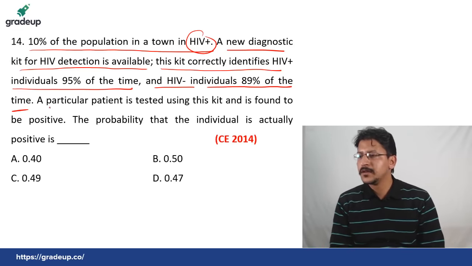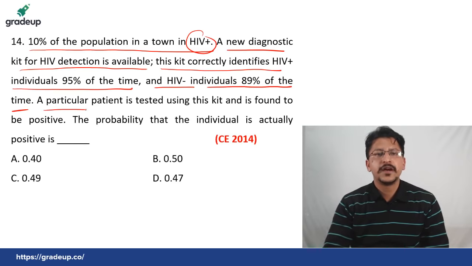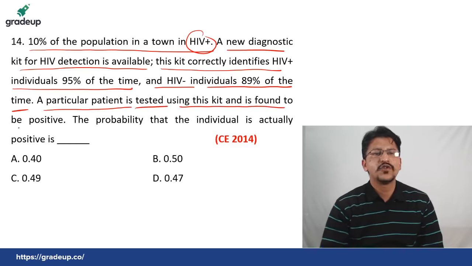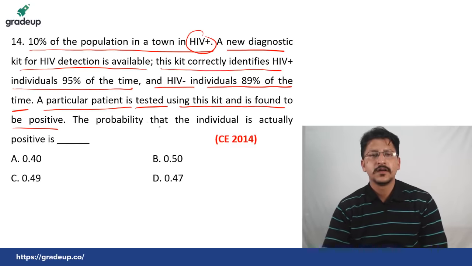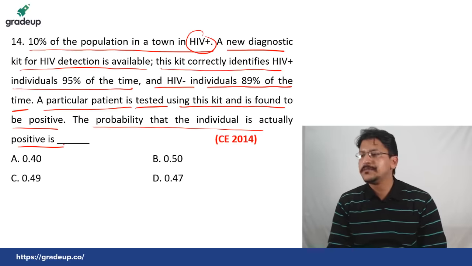A particular patient is tested using this kit and is found to be positive. The probability that the individual is actually positive is.